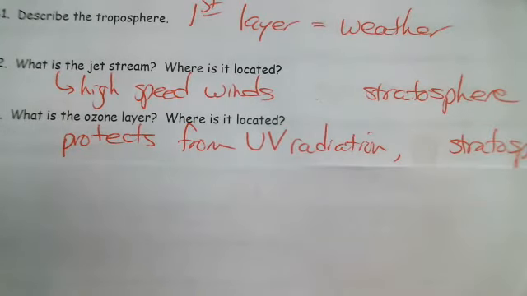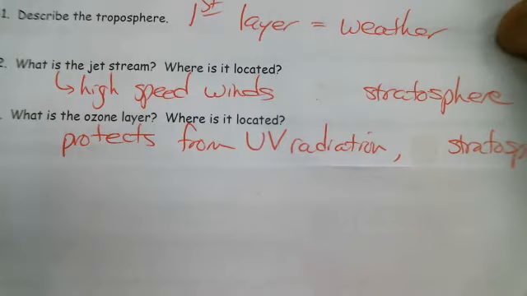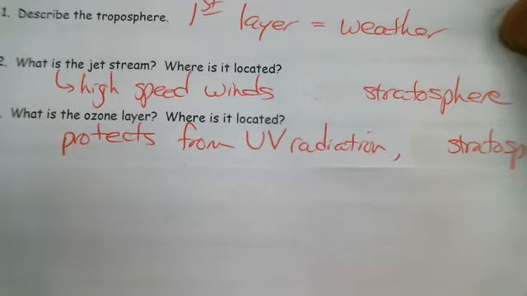The ozone is a molecule of 3 oxygens, and way up in the stratosphere, the concentration of that is higher than in other places. We still have other gases in this ozone layer. It's just that the ozone molecules are more plentiful here than in other places.